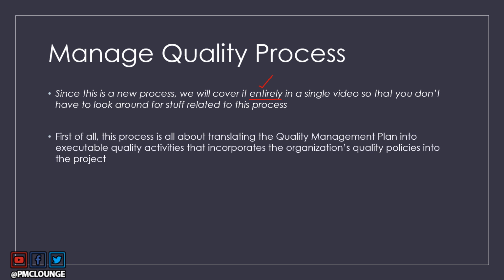Now, first of all, this process is all about, and I'd like you to read this again and again, translating the quality management plan. There is a quality management plan, which is a subsidiary plan of the project management plan. The quality management plan is created in the Plan Quality Management process, which we have already covered. Now, it translates that plan into executable quality activities.